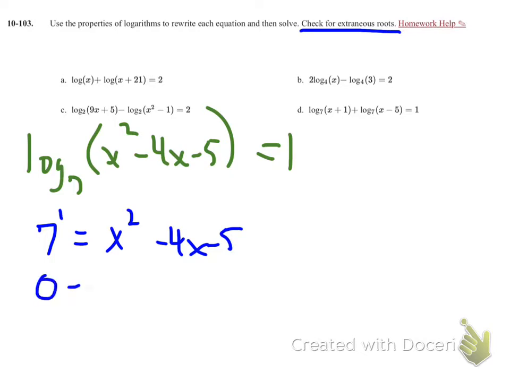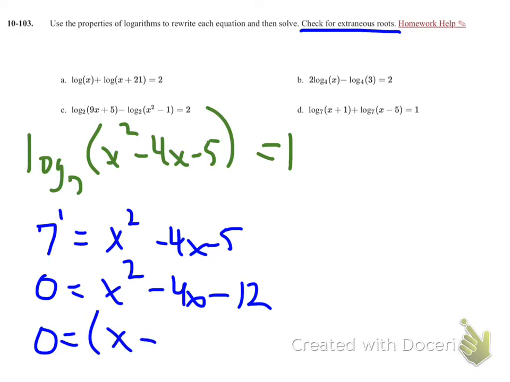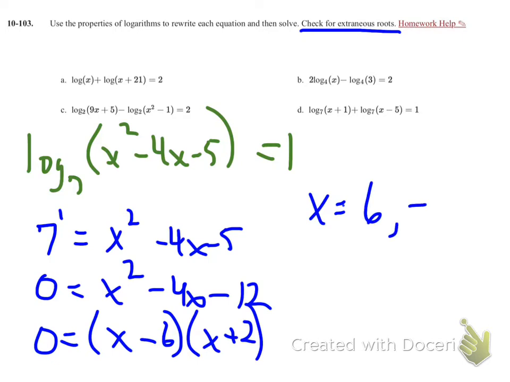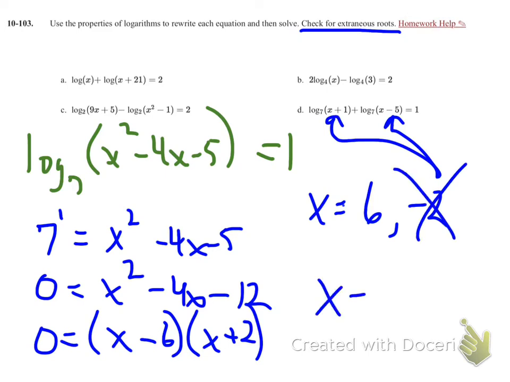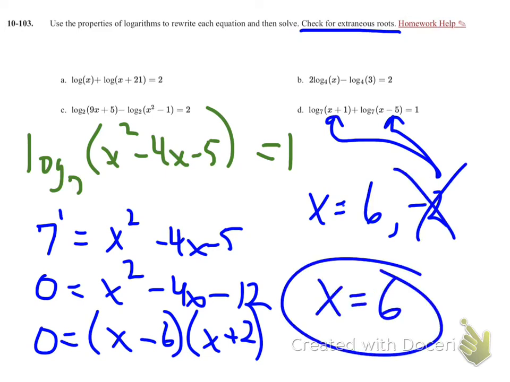Setting it equal to 0, so subtracting the 7 from both sides. And now factoring. This factors pretty easily into x minus 6 times x plus 2. Zero product property gives me x equals positive 6, negative 2. Negative does not work in either of these. It is extraneous. x equals 6 is the solution. Hope that helps.